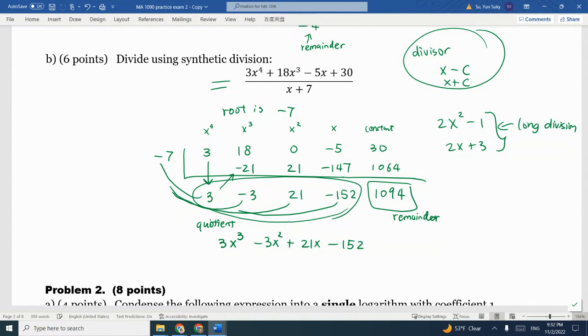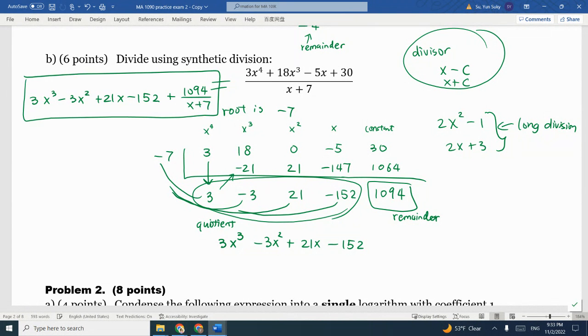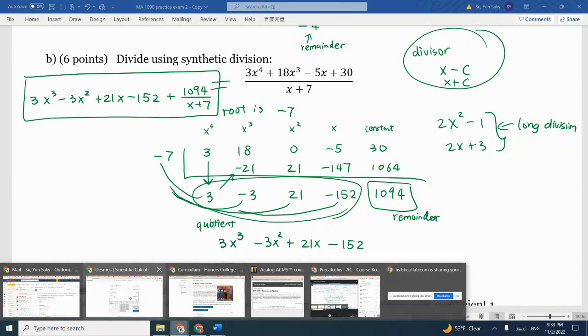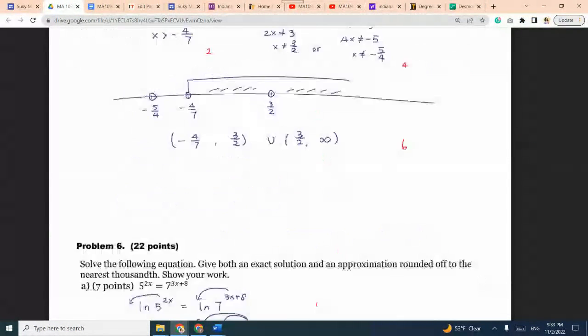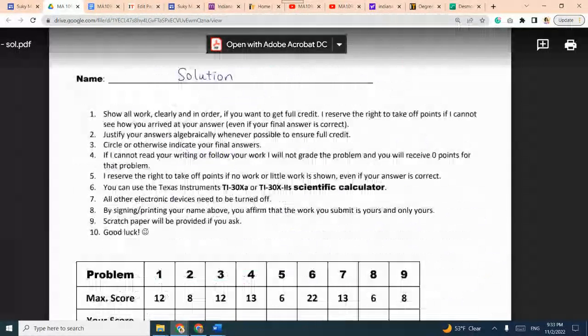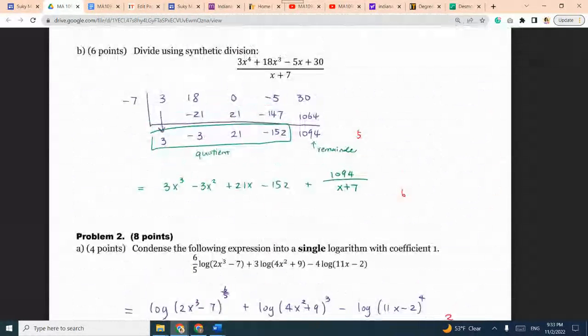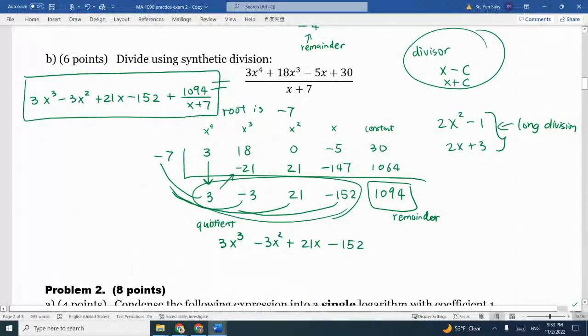So that means this equals the quotient 3x cubed minus 3x squared plus 21x minus 152, plus the remainder 1094 divided by the divisor x plus 7. So this is our final answer. Okay, so let me check. Do I have the same answer here? Yes, we do.